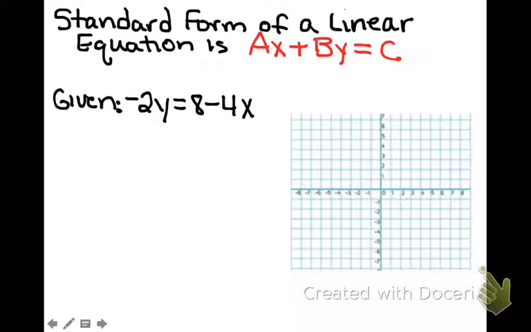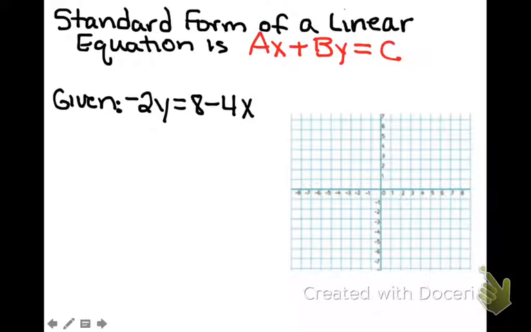The standard form of a linear equation is ax plus by equals c. To graph in this form, you identify the x-intercept by making the y equal to 0 and solving for x, and then plotting the x-intercept. Next, you're going to identify the y-intercept by making x equal to 0 and solving for y. Plot the y-intercept and connect the 2 points.